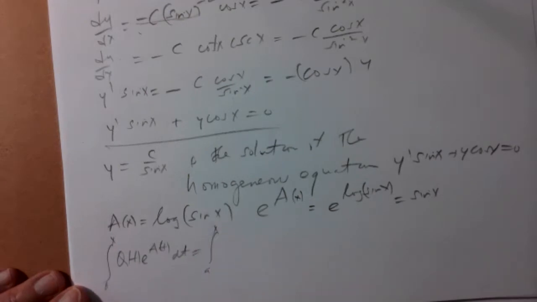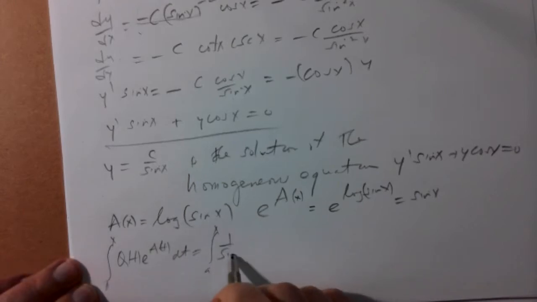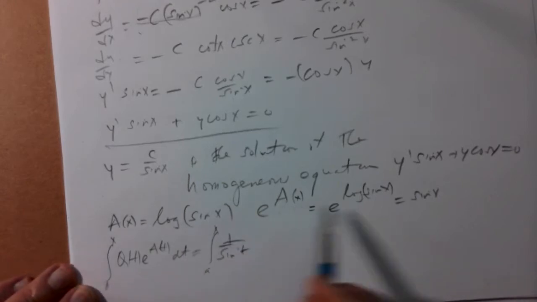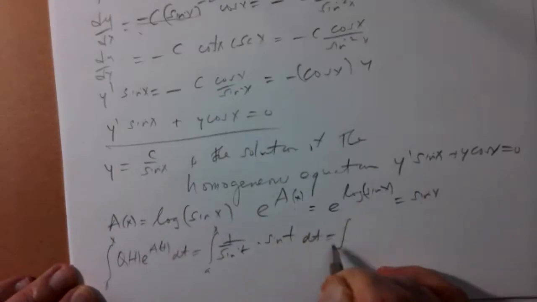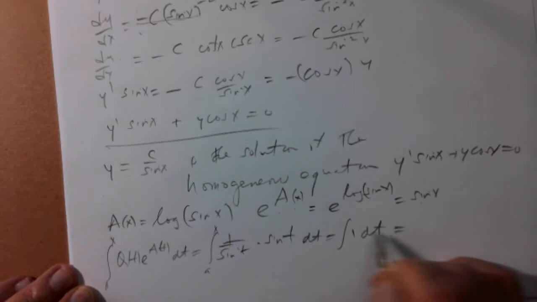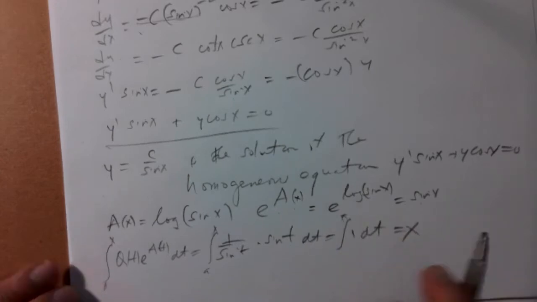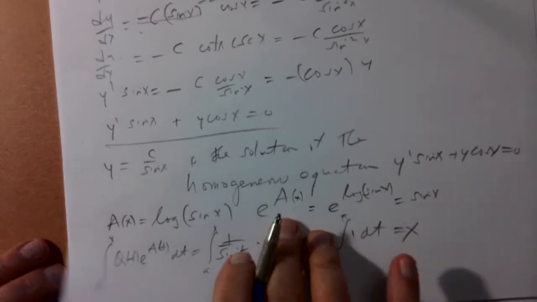What is q of t? Q of t is the cosecant, is 1 over sine t. What is e to the a of t? Sine t dt. That's the integral of 1 dt, which is x. Good, that's better.